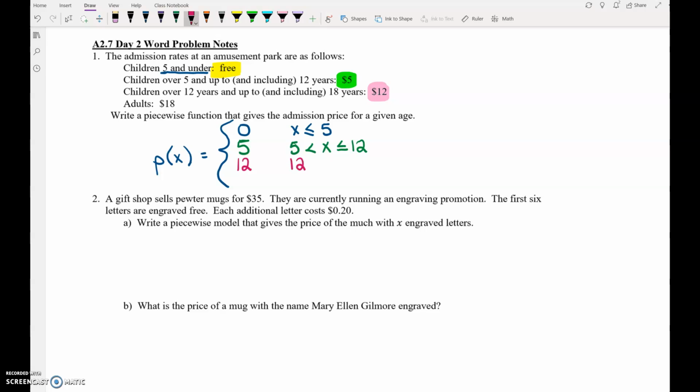12, which symbol? I can't do less than or equal to because equal to is included with 12 on the green step. So less than X, less than or equal to 18, from the ages of 12 to 18. And adults are $18. So $18 when the age is greater than 18.